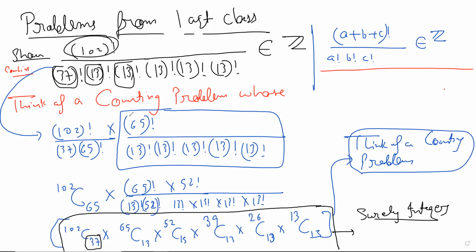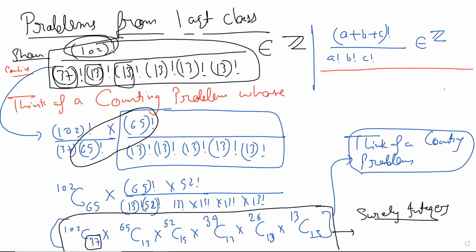You don't have to do these cancellations. You may think, okay, why am I stressing so much? What's wrong with doing this multiplication and division? There's nothing wrong with that. This is completely good. But then we are not seeing this directly as counting something. We are seeing this through the lens of algebra, actually using a rational number property, right? We're able to divide by 65 factorial.